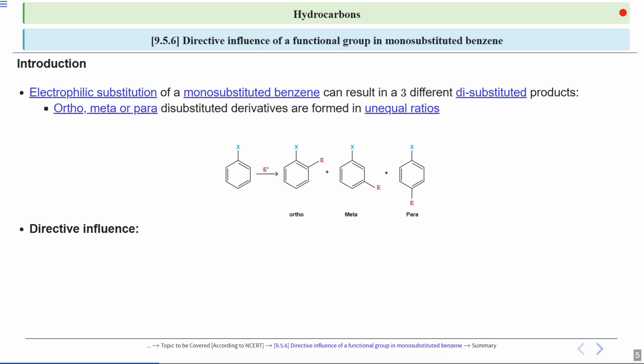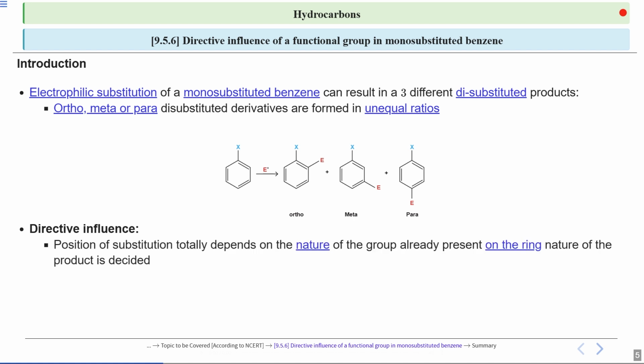Now, let's talk about what controls where the new group attaches. This is called the directive influence. The group already on the ring has a big effect on the position of the next substituent, and this is a fundamental idea in aromatic chemistry. The key point is that the position of substitution depends entirely on the group which is already present. For example, some groups push electrons towards the ring whereas others pull electrons away, and this changes where the new group will go.